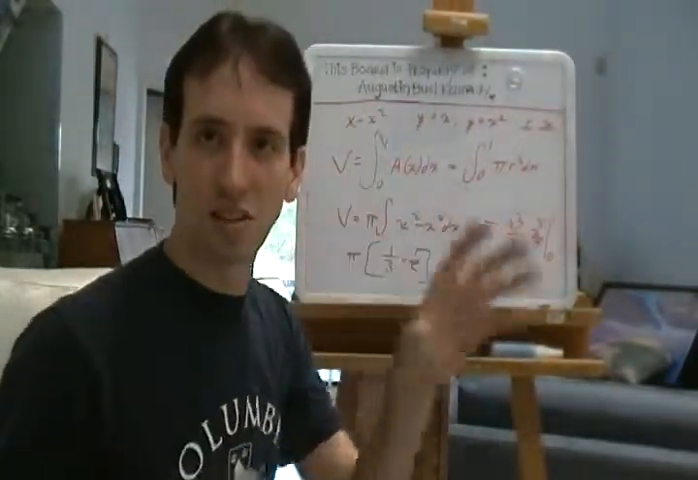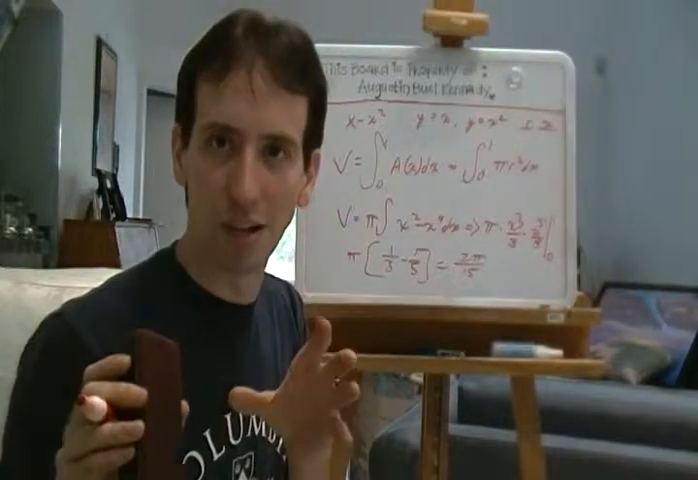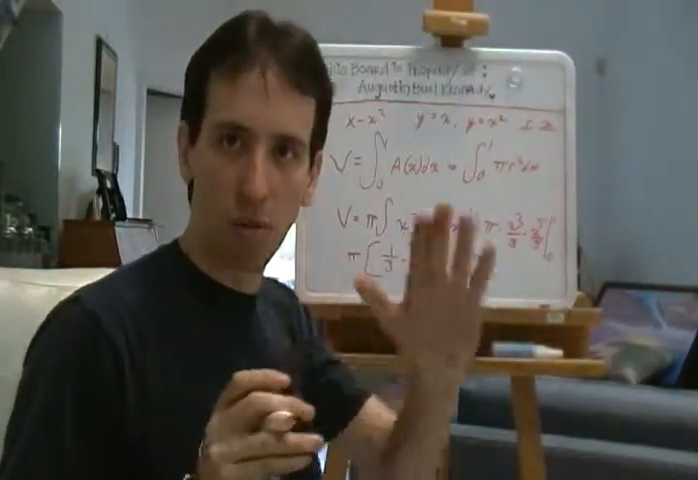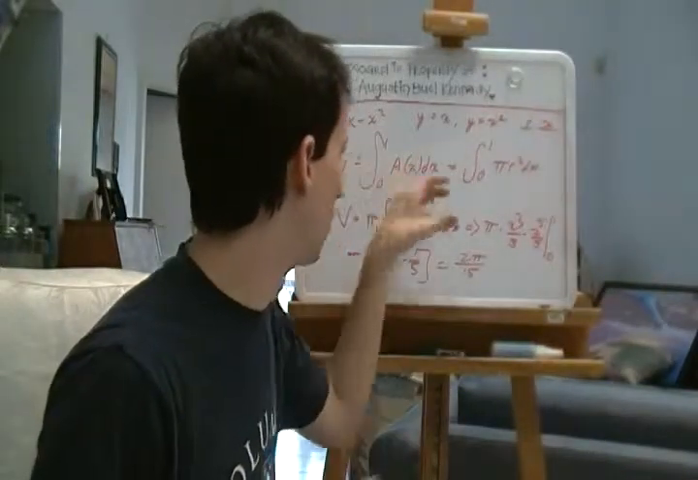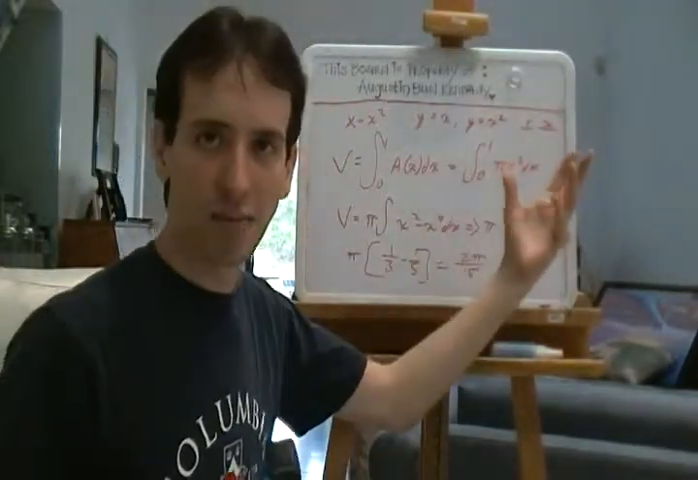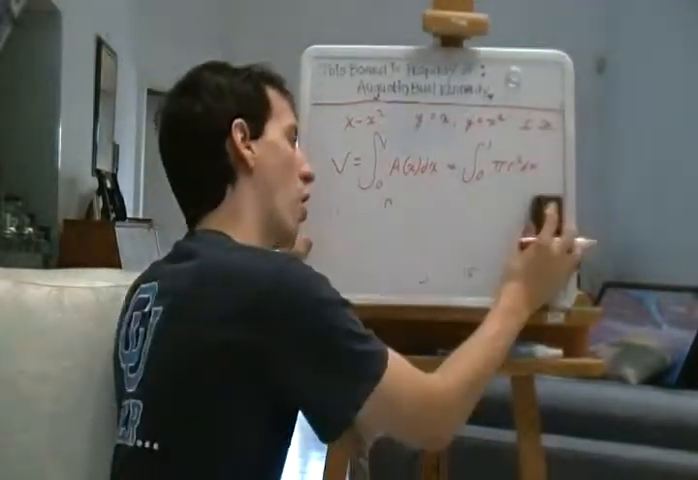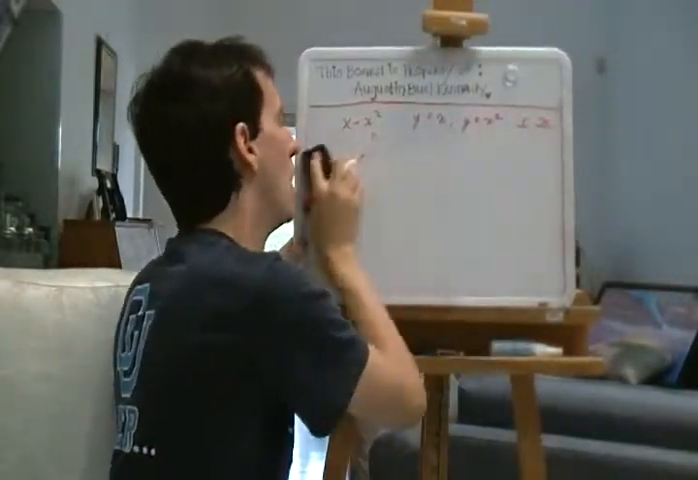You're just finding the circle, finding the cross-section's area, realizing that the radius is going to be that difference there, plugging it in, squaring it, and multiplying that integral times pi. That's how you solve the volume of a solid of revolution.